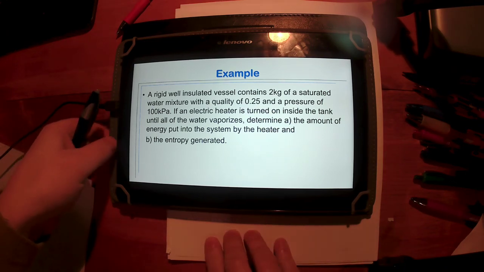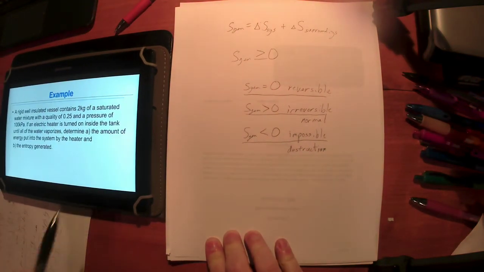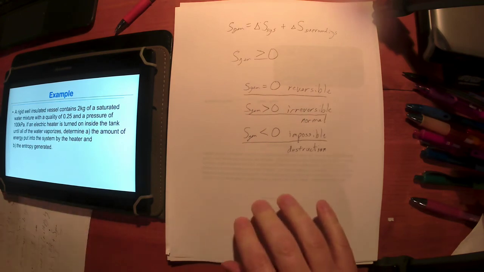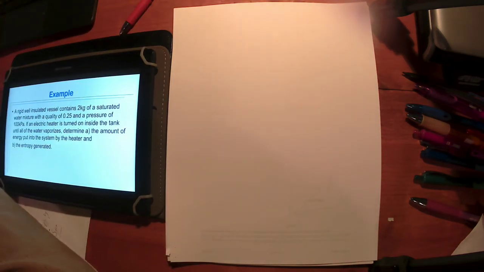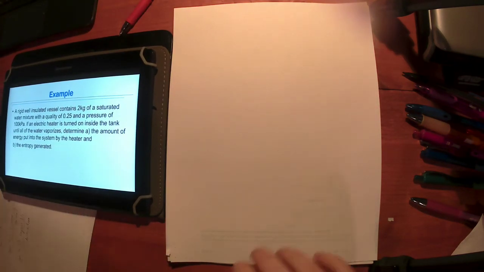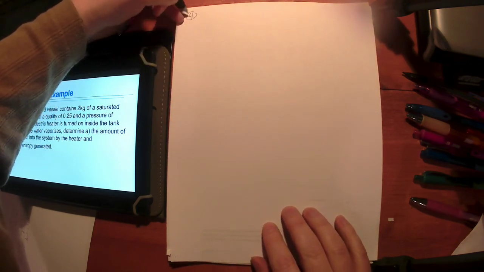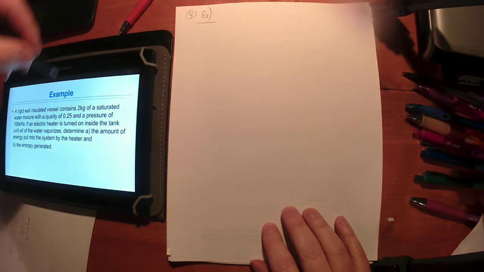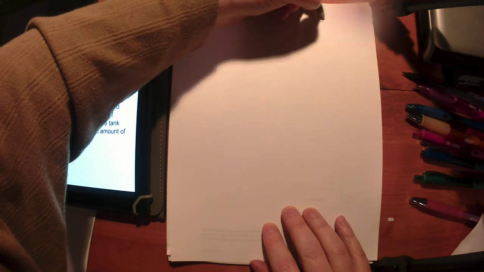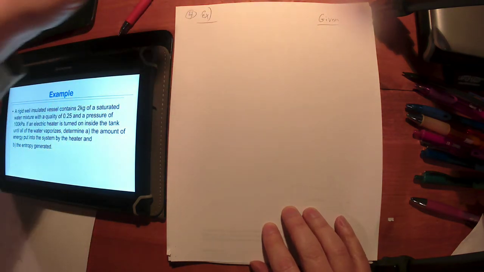Okay, well, what is a good way to find part A? It says we want to know the amount of energy required to vaporize all this water. Well, let's collect our givens while we think about what tool we're going to use to figure out that unknown energy. Hopefully that's pretty easy at this point.